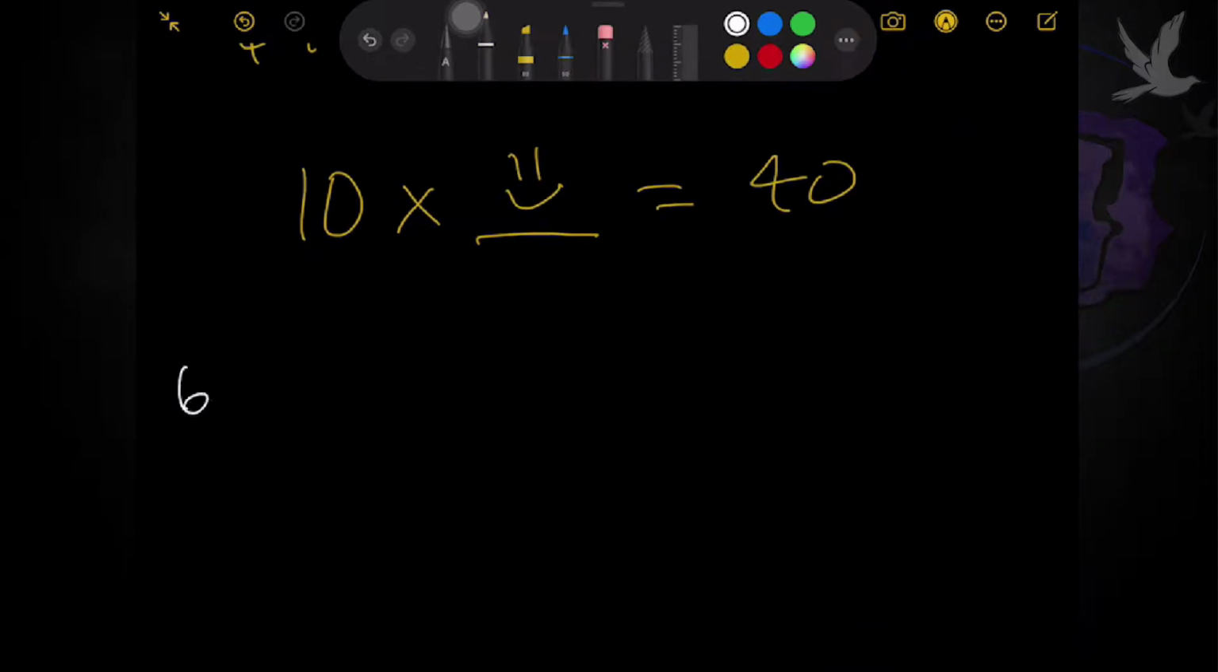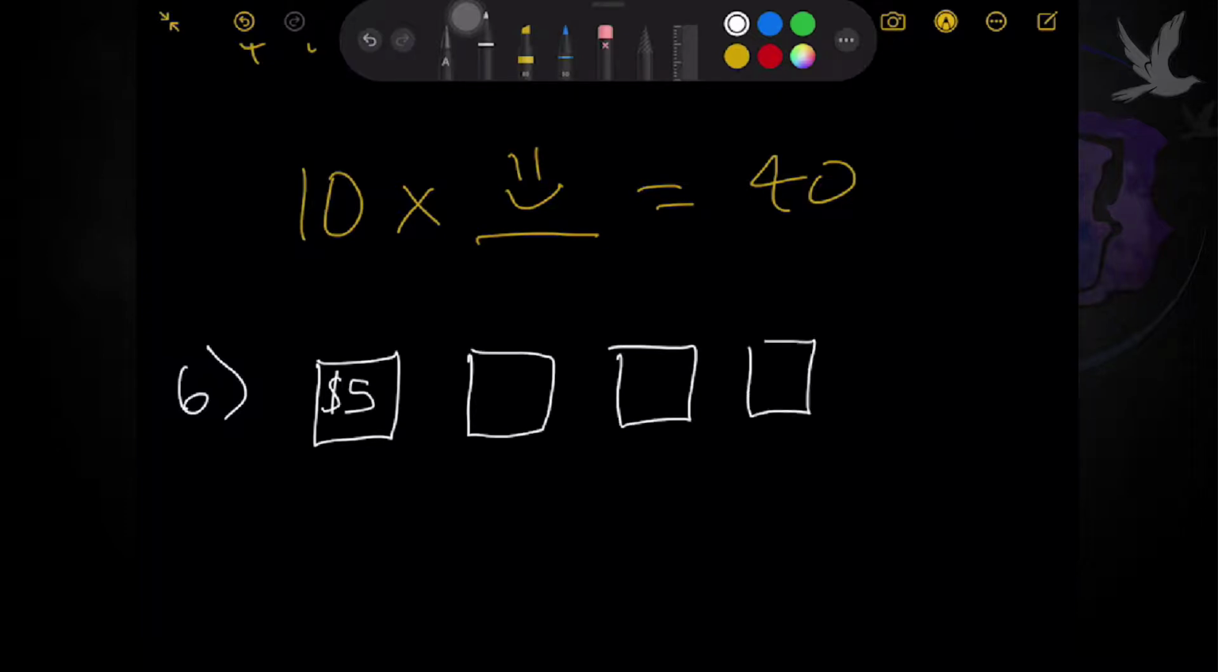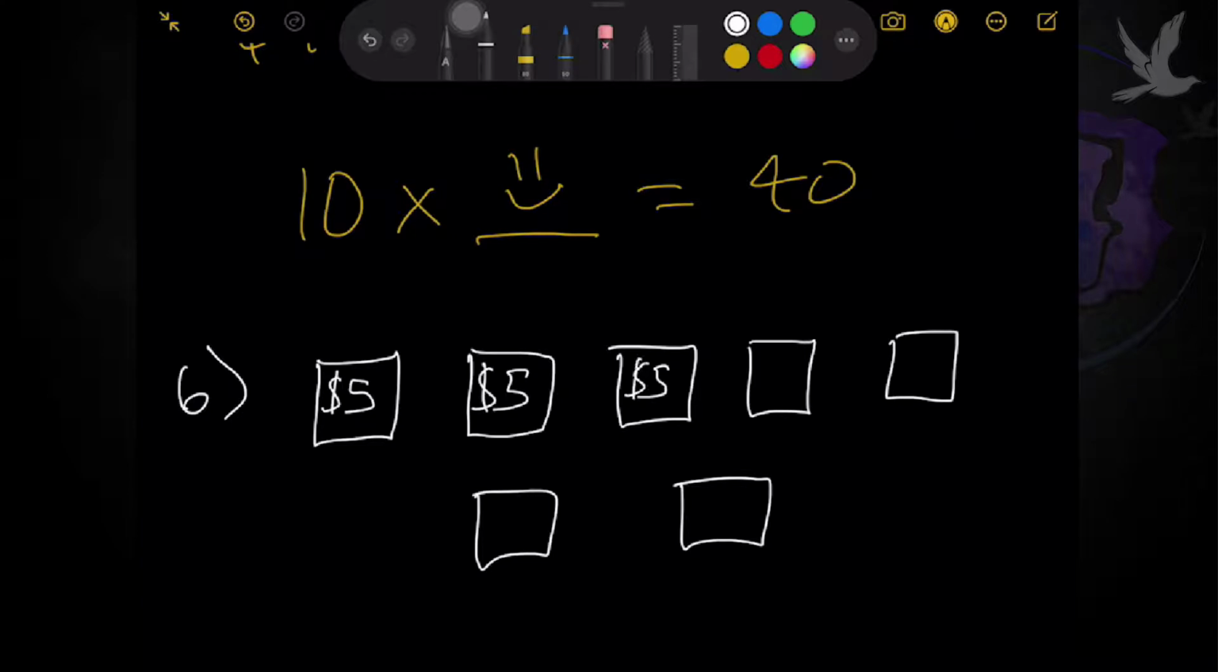So number 6, a stationery set costs $5. How much does Norman need to pay if he wants to buy 7 such sets? This is actually very easy, no? Stationery set daw costs $5. This actually represents the unit, no? For each stationery set. And he wants to buy 7 daw. So 1, 2, 3, 4, 5, 6, 7. Tapos each costs $5. So this is quite obvious.